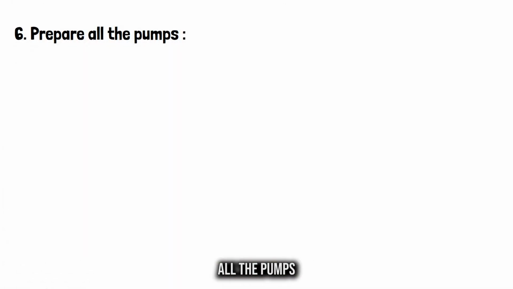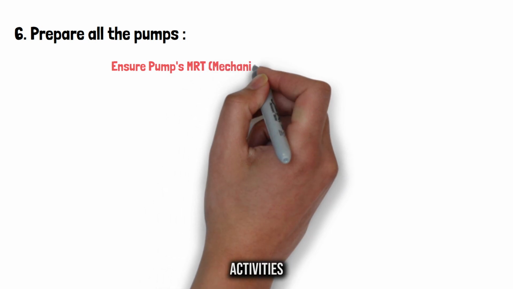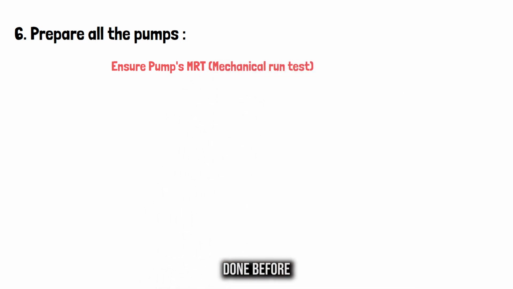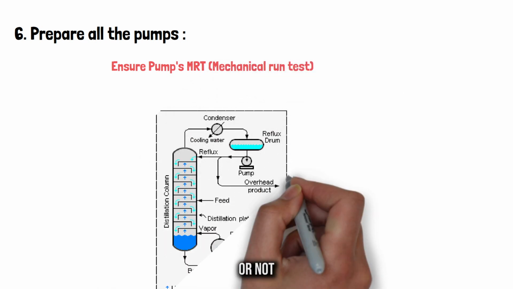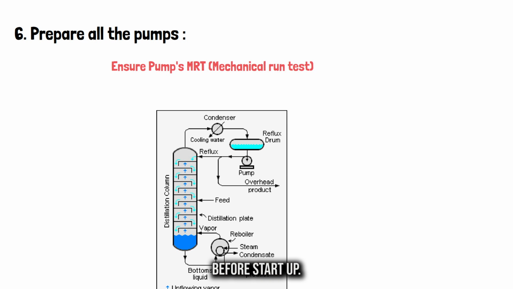6. Ready all the pumps for startup activities and ensure MRT was done before or not. In the refinery, before startup, they run all pumps with flushing oil. So check all the pumps which are connected to the column.